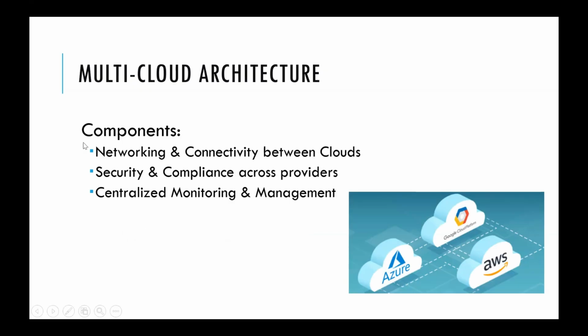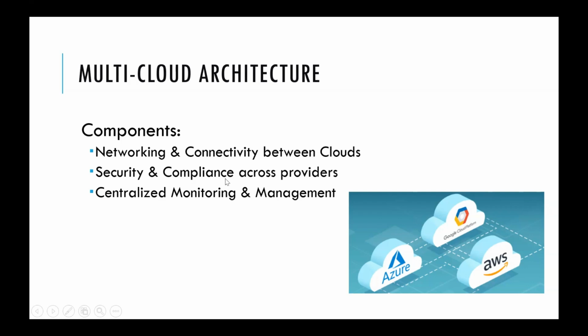This is the multi-cloud architecture. These are some of the components. First, networking and connectivity between the clouds, so that they work fine. If you are using a multi-cloud architecture or multi-cloud strategy, you should make sure that networking and connectivity is enabled between both the clouds or even multiple clouds.